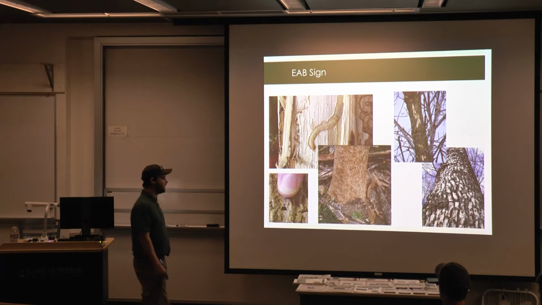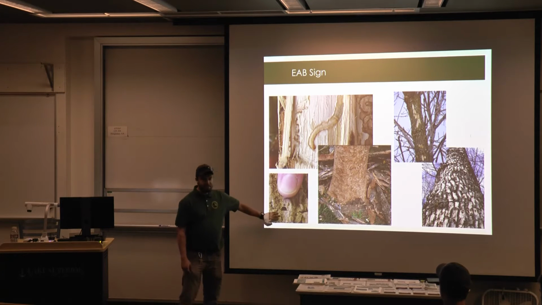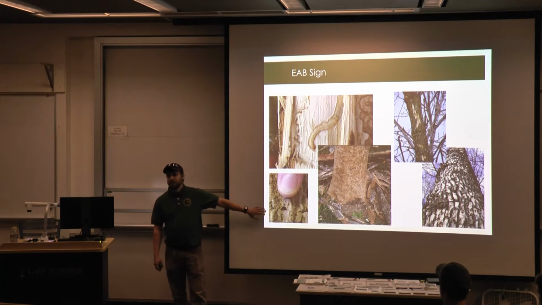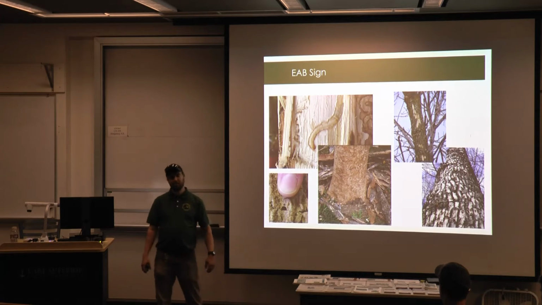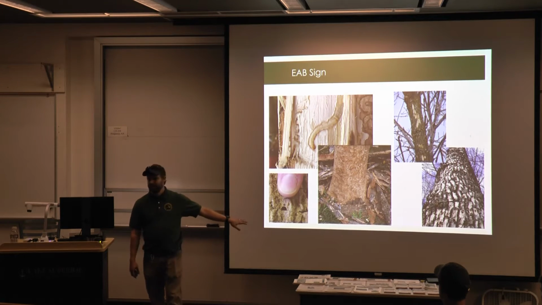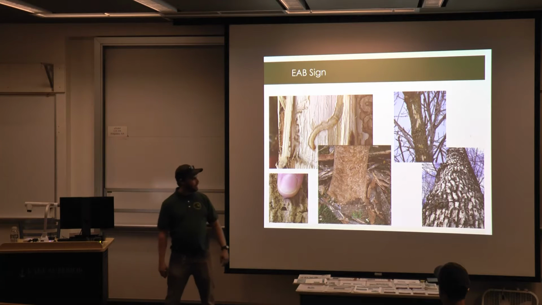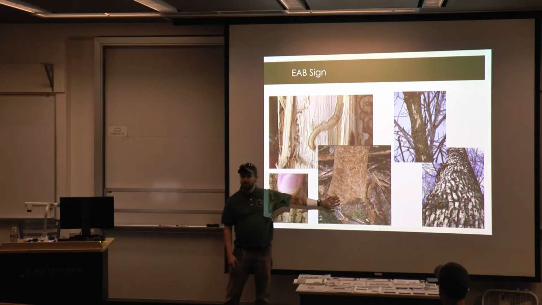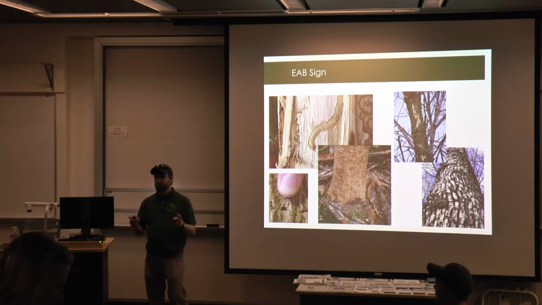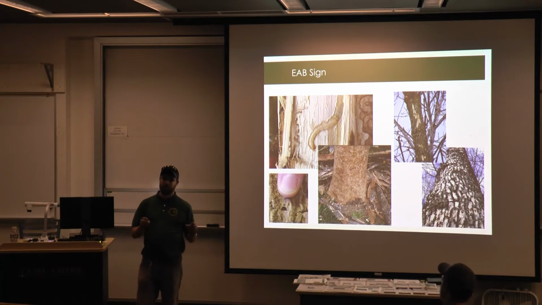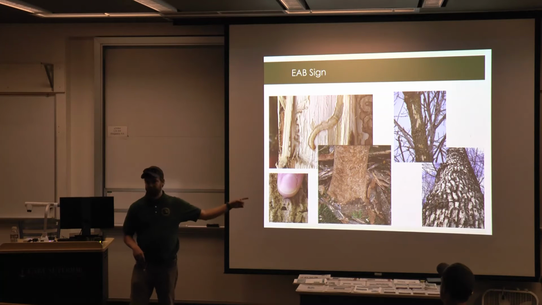But what you will see, probably not the D-shaped exit holes until you're really looking at it. And even if you know that EAB killed the tree, sometimes it's really hard to find those exit holes. But you will see the galleries under the bark if you peel some of the bark away. But usually the number one thing that people start seeing is woodpecker damage.